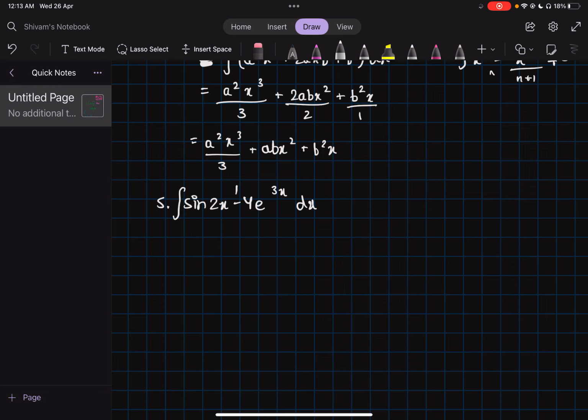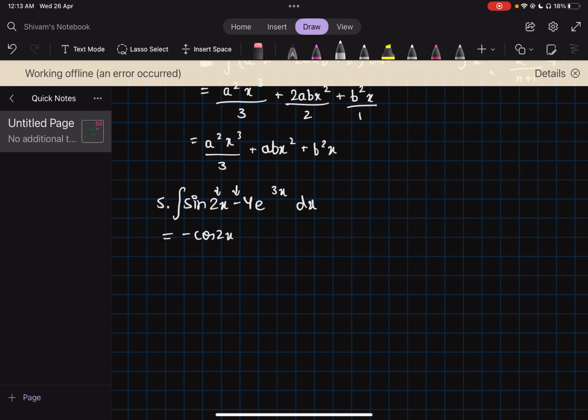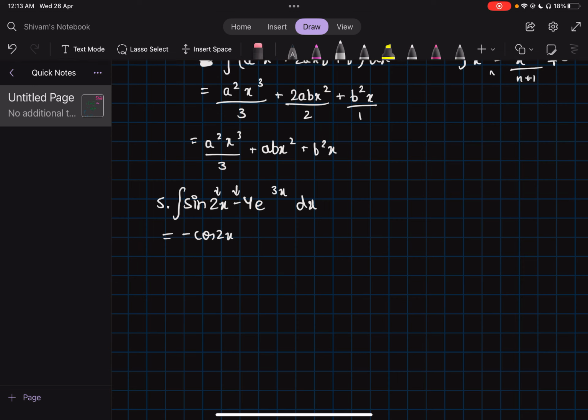Since this is a subtraction sign in between, we can just integrate separately. For sine 2x, it's going to be negative cosine 2x and the inverse chain rule again, so you're going to want to divide by 2. And for 4e^(3x), there's a minus sign in between, so the 4 remains as it is and e^(3x), and again the reverse chain rule, so you're going to divide by 3. And I believe that is the answer. Yes, it is. All right.